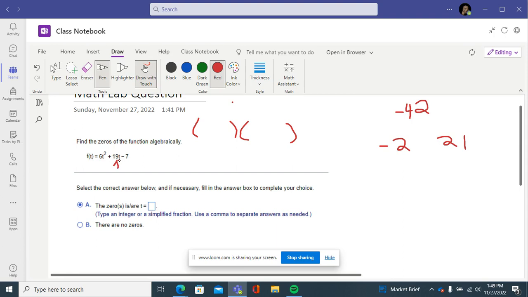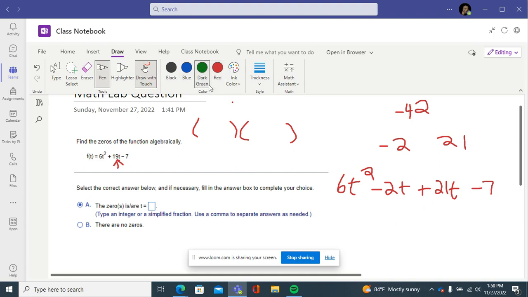And then from that, I rewrite my factors. So I'm going to have 6t squared minus 2t. I'm just rewriting 19t plus 21t, and then minus 7. If you notice, all I did was replace 19t with negative 2t plus 21t. It's the same thing, just rewritten.